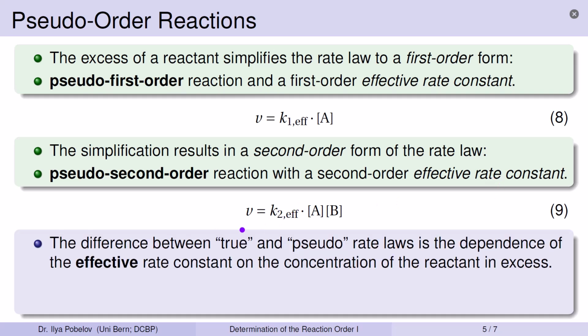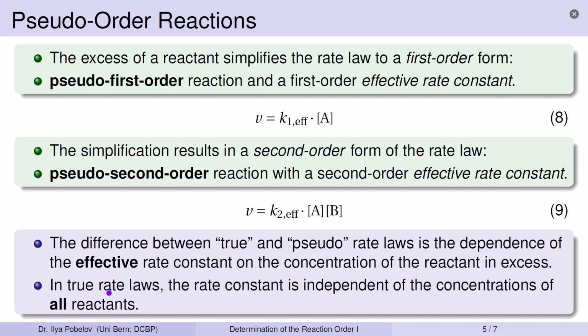The key difference between true and pseudo-rate laws lies in the dependency of the effective rate constant on the concentration of the reactant in excess. In true rate laws, the rate constant is independent of the concentrations of all reactants.